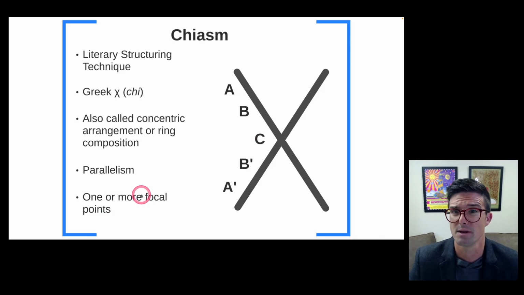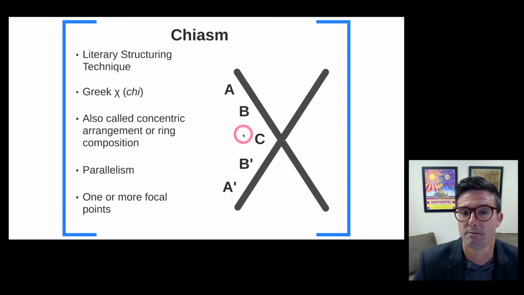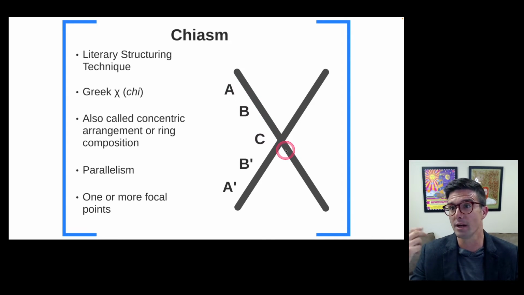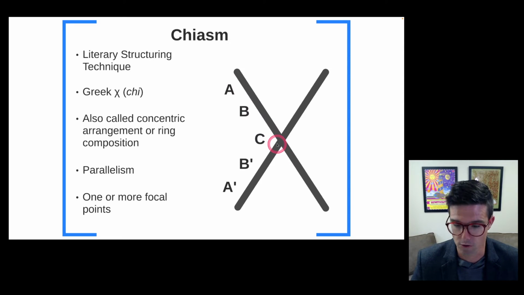And so as I say here, there may be more than one of these focal points. So you could have two C's, or you could continue this on to go to D, E, F. And at the center, you could have more than one focal point.